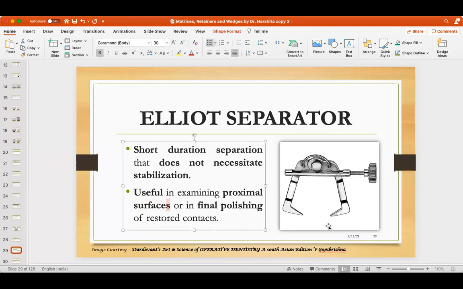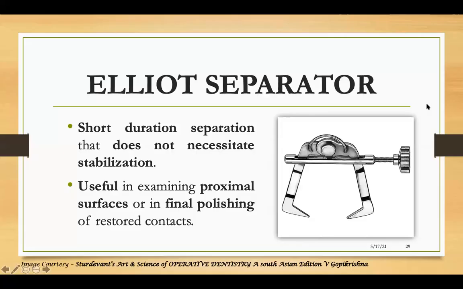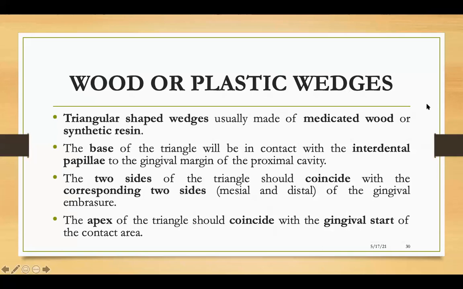Sometimes, even if it's not in my class, there are things that you'd like to know more about. Just write this on YouTube and check a video of Elliott separator. So you'll be clear once and for all, right? There are wood or plastic wedges. These are triangular shaped wedges usually made of medicated wood or synthetic resin.